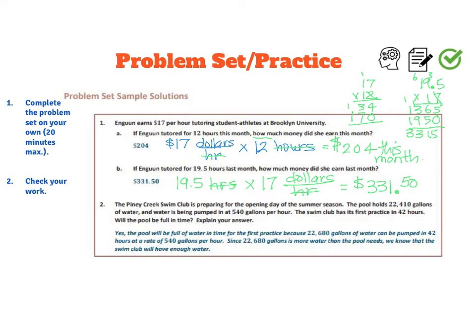So $331.50. And then I should write last month, that would make that complete. Okay. Second question. So that was a two-part.